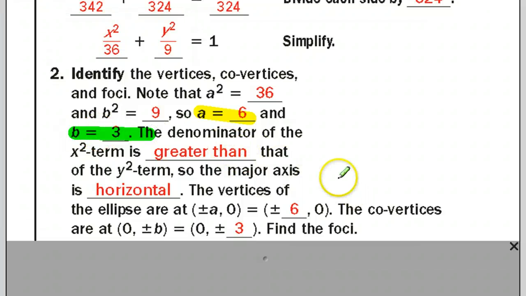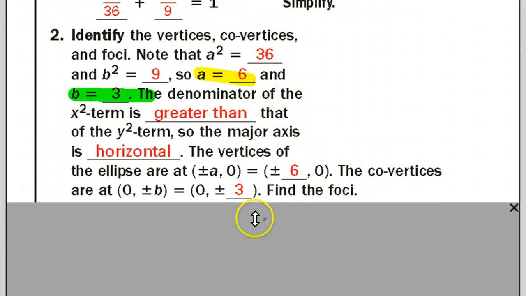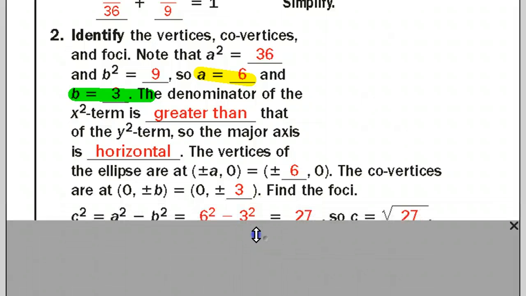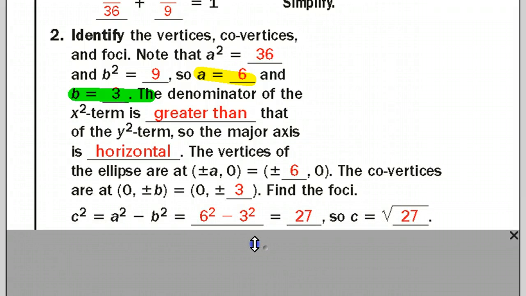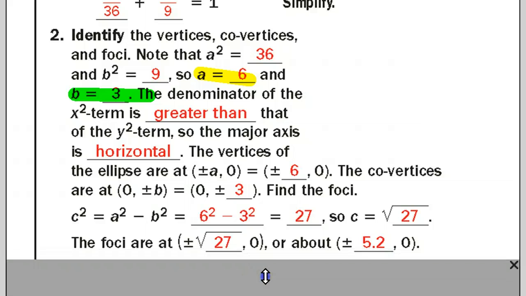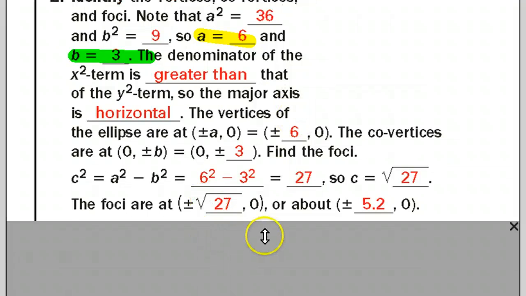So if you know a and b, you know your vertices and your co-vertices if you have the origin as the center. And to figure out the distance between the origin, i.e. the center, and the foci, we put c squared equals a squared minus b squared. So 36 minus 9 is 27, so that's c squared, which means the distance between the center and each focus is the square root of 27. So our foci are located at around 5.2, 0.